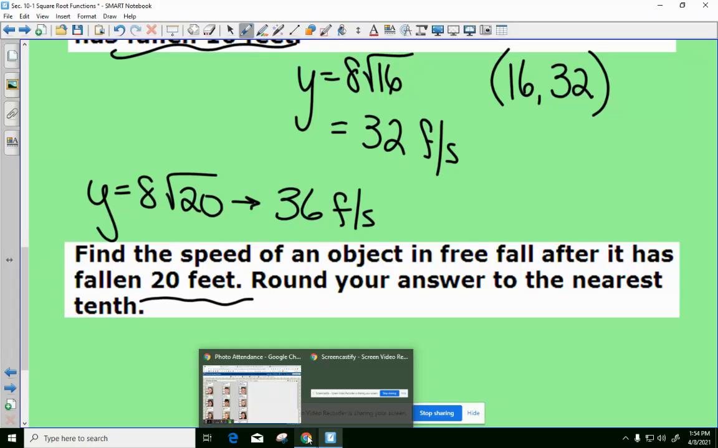Not there yet. Now, when you start talking about square roots, there are certain numbers that you cannot square root.